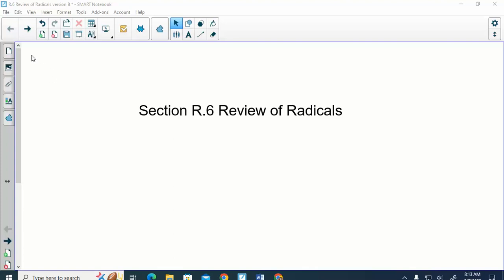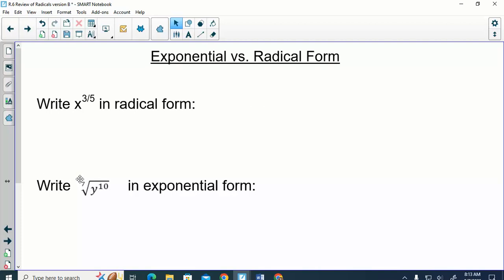So we have touched on them a little bit. We saw a few questions on our homework where we had to evaluate, like, 27 to the 2/3 power or something like that. So we talked about how fraction exponents are a way of writing radicals. So the first thing I just want to review is make sure we know how to go back and forth between exponential and radical form.